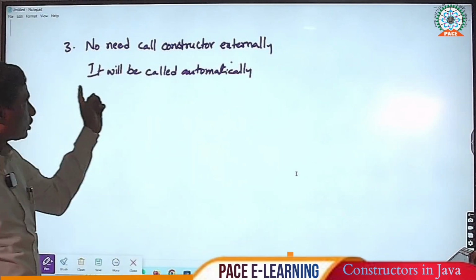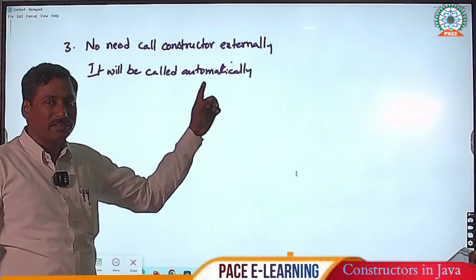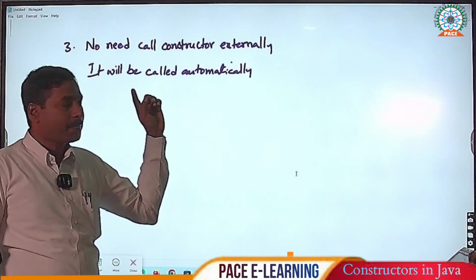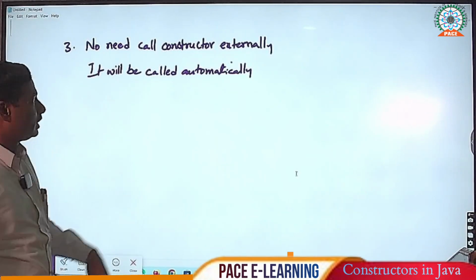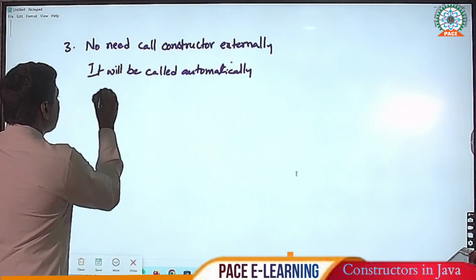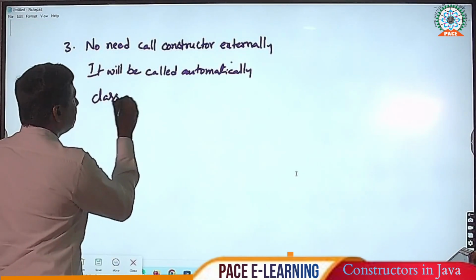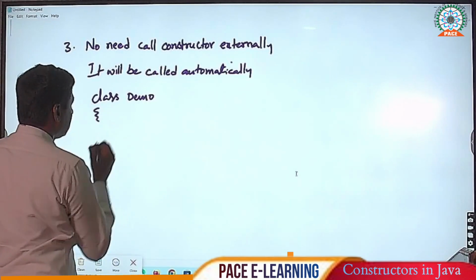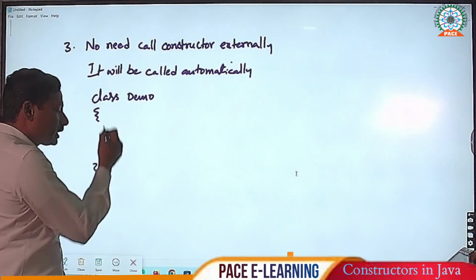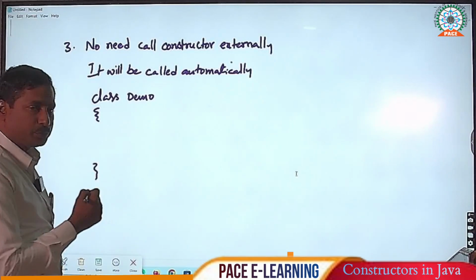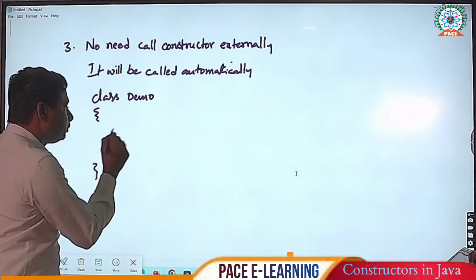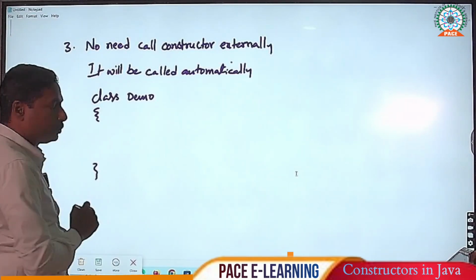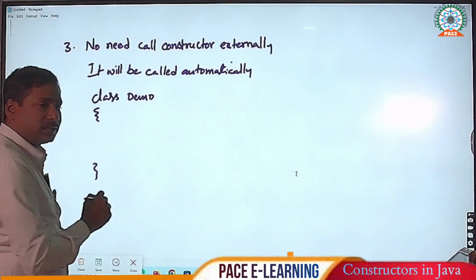How is it automatically called? Who is calling this? When we are creating an object, at the time of creating an object, the constructor will automatically be called. How is it happening? Just write one class. Here it is Demo. To reserve the memory for these class members, what do we have to do? In an object-oriented programming language, by writing the class, the memory is not going to be reserved. Whenever we create an object, memory will be reserved for all the members of the class.